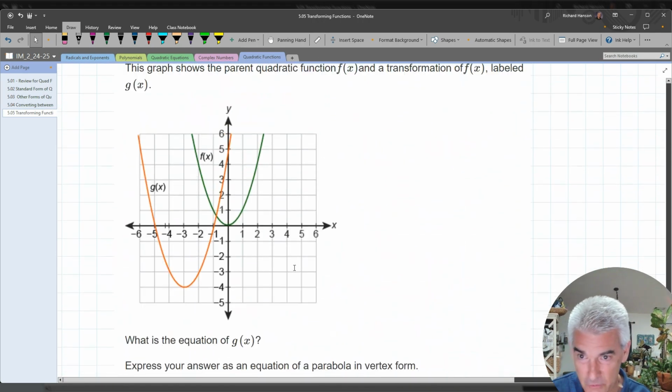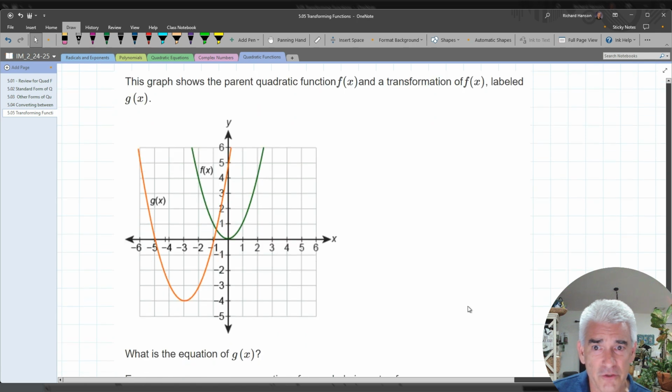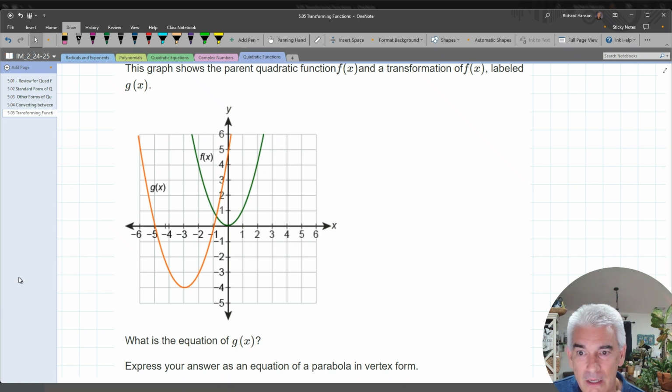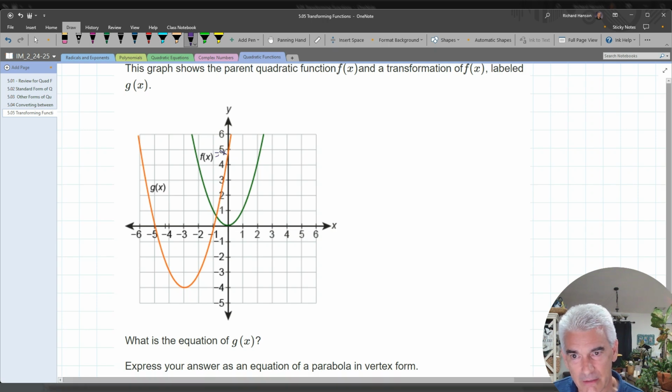Okay, and finally, this one. This graph shows a parent graph, function f of x, and g of x. So we have f of x and g of x. This looks like normal old f of x equals x squared. I'll just write it in there. So then how does this graph compare? It looks like it's moved 1, 2, 3 units to the left, 1, 2, 3, 4 units down. It looks like this is -3, -4.